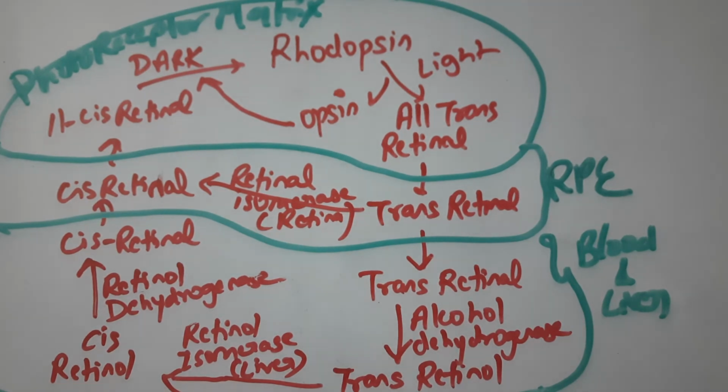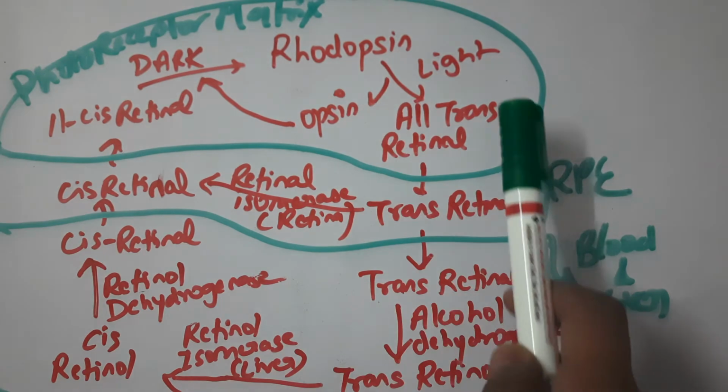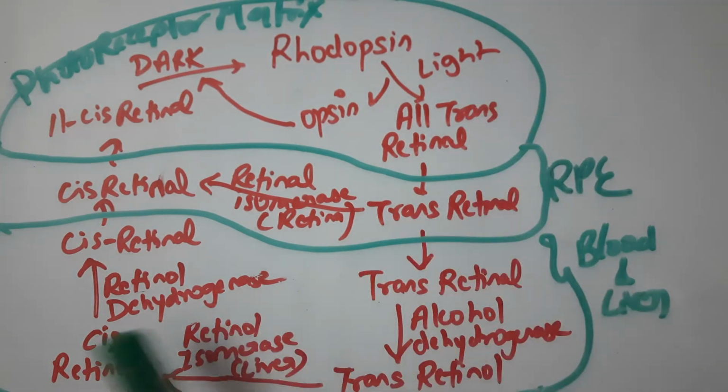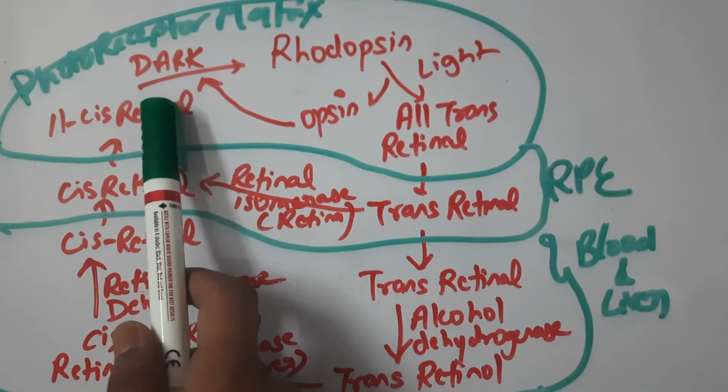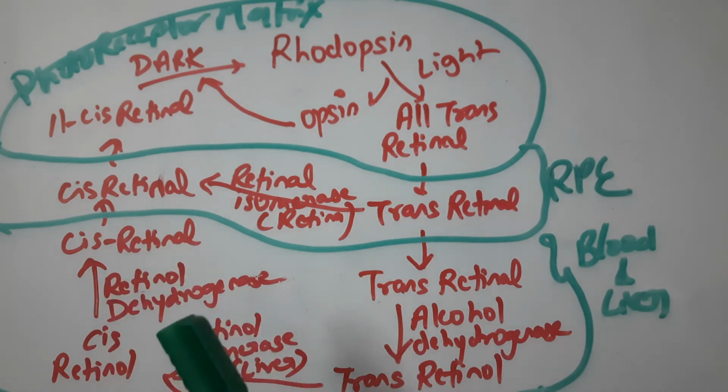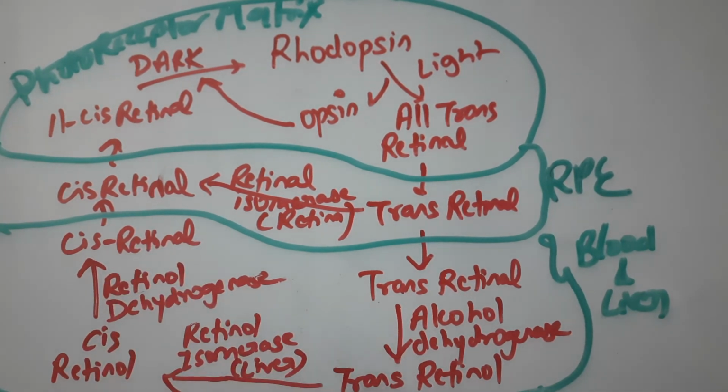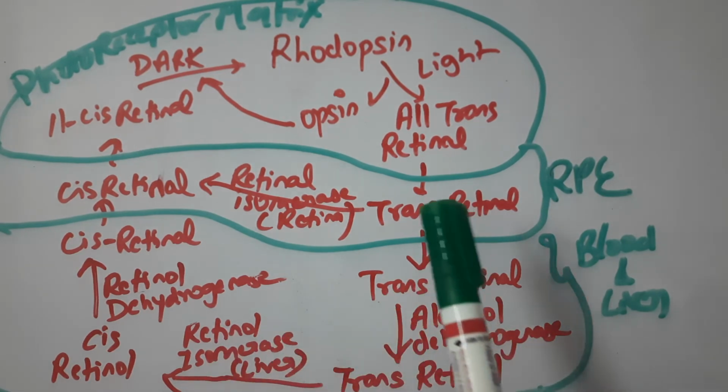So we can say that rhodopsin gets depleted in presence of light and gets reformed in the dark. Using this understanding, we can understand one concept known as dark adaptation mechanism. What is the principle behind it? I will first of all explain what dark adaptation is. Bright light depletes stores of the rhodopsin in rods.